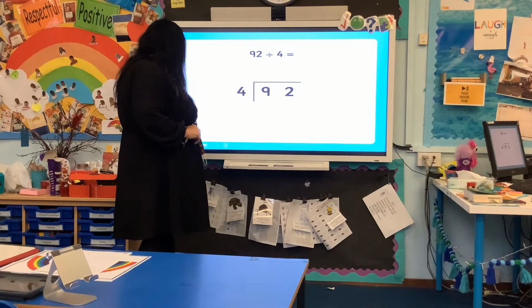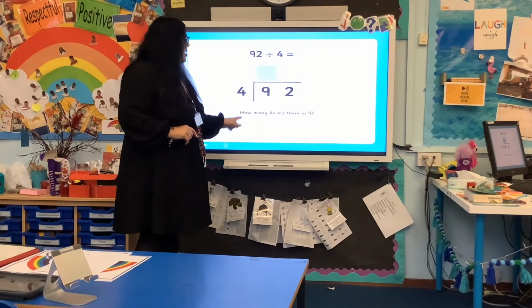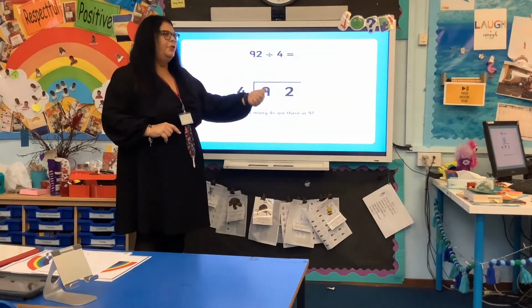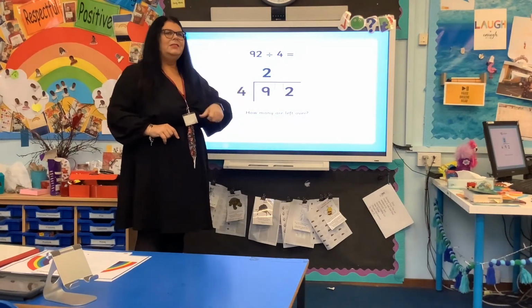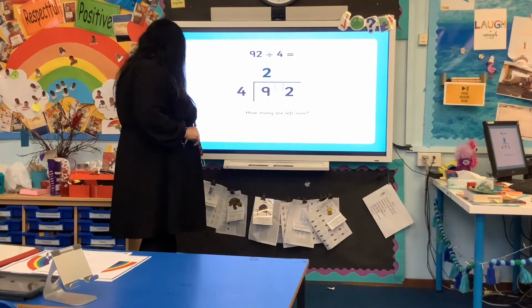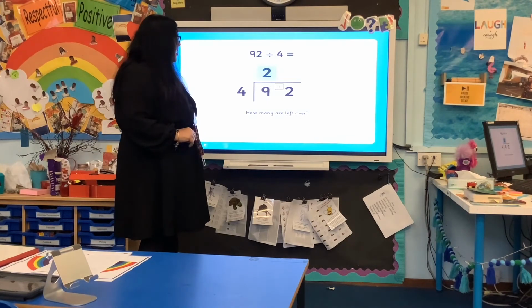So, first question is the same again. How many 4s are there in 9? 4, 8, 2. There are 2 4s in 9. How many are left over? Well, I've got to 8. So to get to 9, there's 1 left over, isn't it? So this time I've got 1 left over.